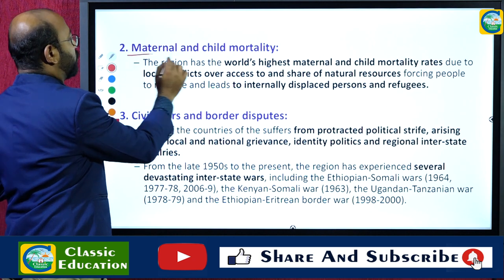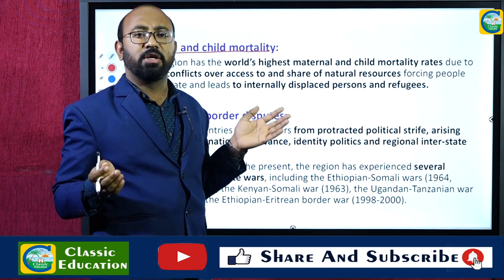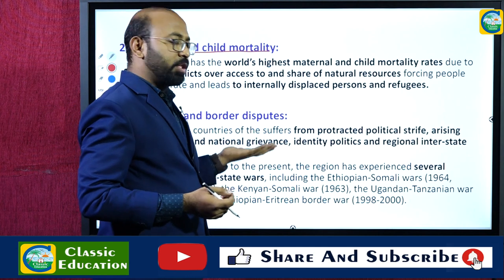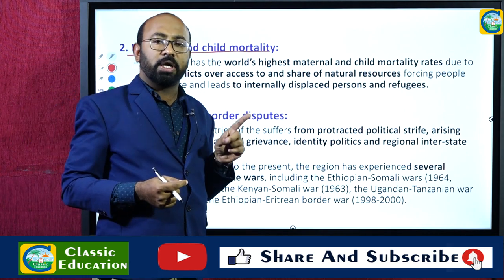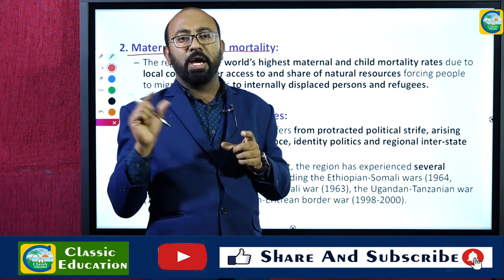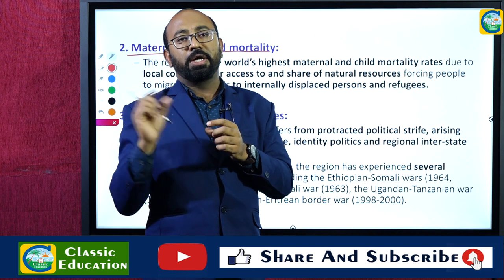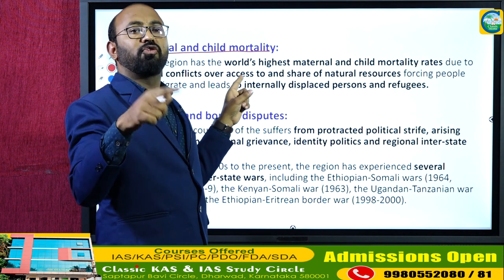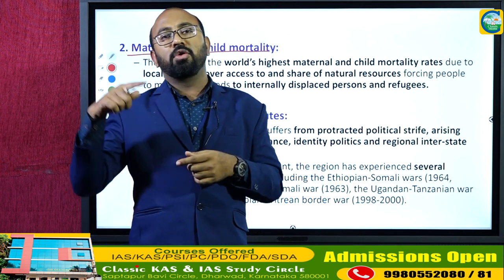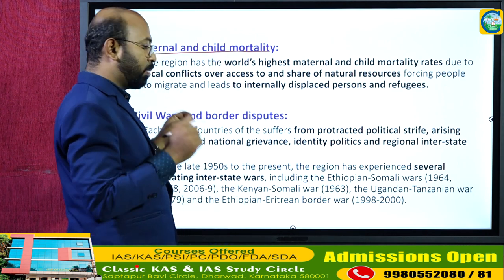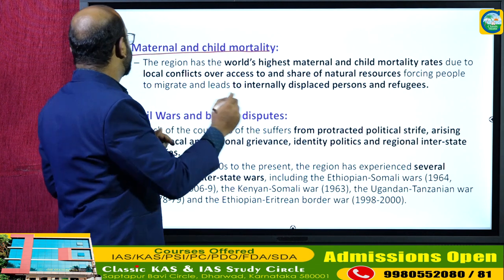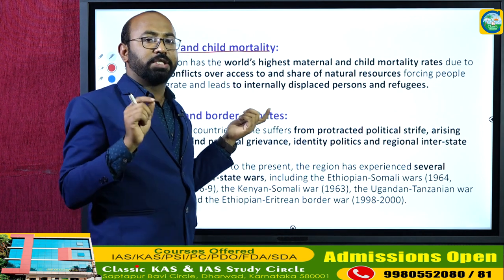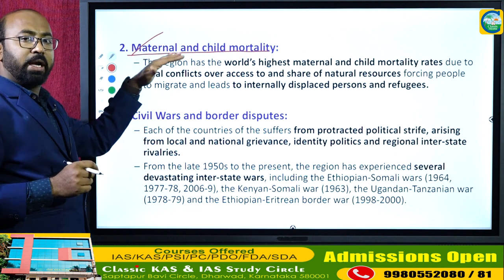Then, this region is known for maternal and child mortality. Yes, I said because of the continuous droughts, because of the prevalence of aridity during the larger part of the year, obviously there will be low food production. Along with the low food production, because of the civil wars and interstate disputes, there are conflicts. Because of these conflicts, the people in the region have been made to flee, to go away from their countries. Because of these issues, people are facing food crisis. Because of these issues, there is a high death rate of pregnant women or lactating women and newborn children also. So this region is known for maternal and child mortality.